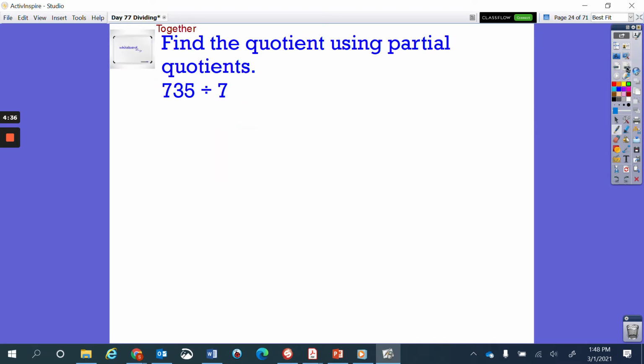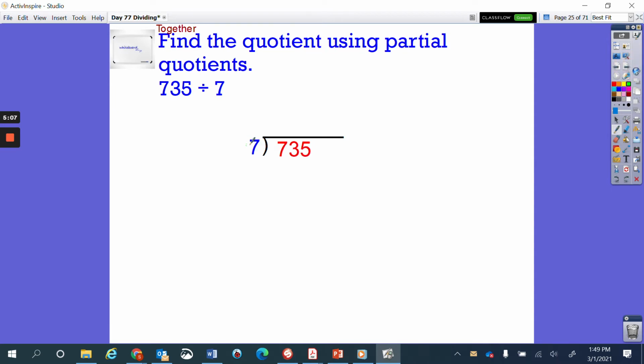All right, so let's do this one together on your whiteboard. We're going to find the quotient using partial quotients. So here's our 735. 735 divided by 7. Well, I know if I broke this up as 700, 30, and 5, it'd be very difficult for me to do that division. So instead, I'm going to pull out the numbers that I know 7 can multiply to. That will make my division much easier.